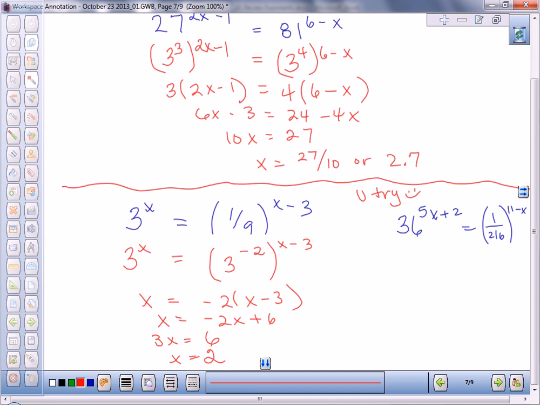I can't figure out what I'm supposed to multiply it to. What's your base? What's a common base for 36 and 1 over 216? 6. Yeah. How many times? 36 times 6 must be 216. Oh, that's 6. All right.